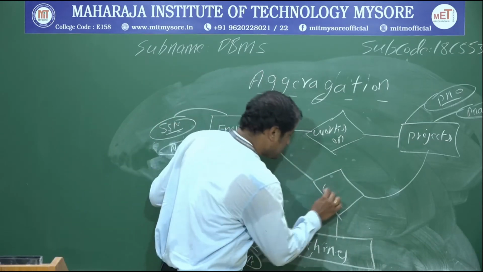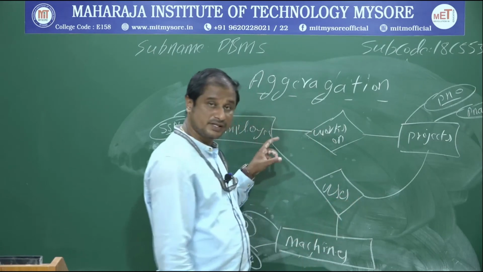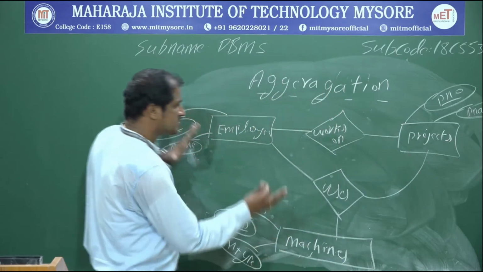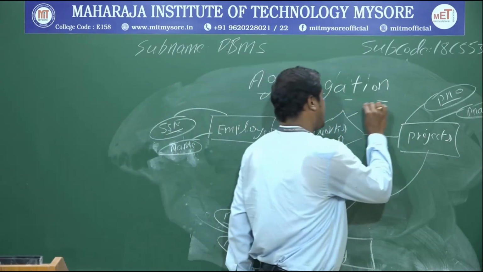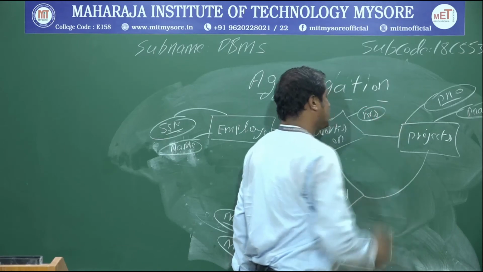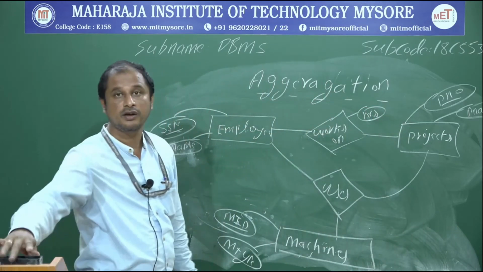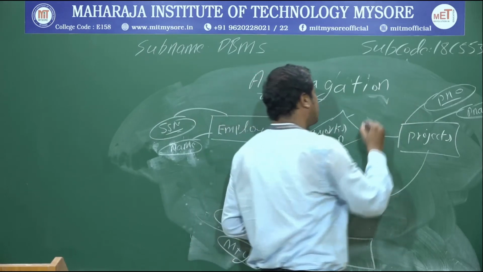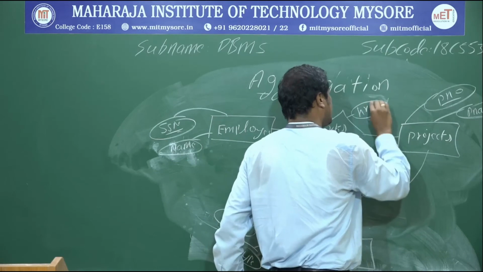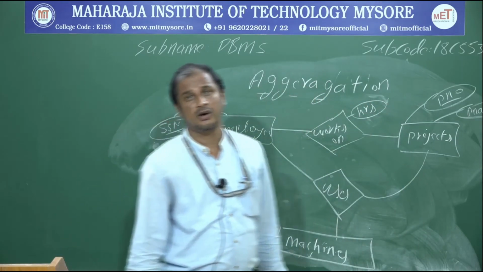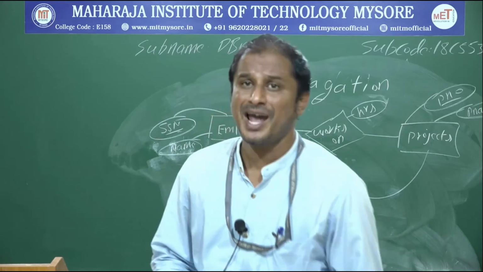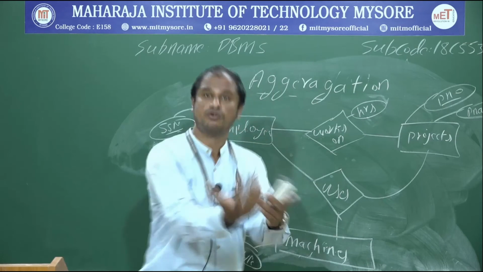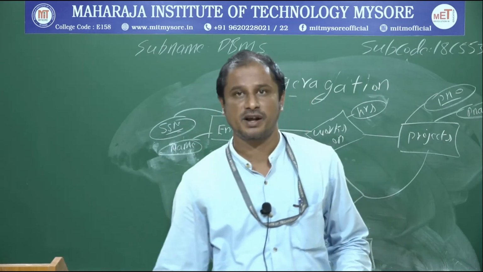Okay. So employee uses machine for project, as I told previously. This is the representation, and we have an attribute called hours: how many hours the employee is working on a particular project. That is hours. Now we have two types of relationship. One is employee works on project. The other one is employee uses machine for project.